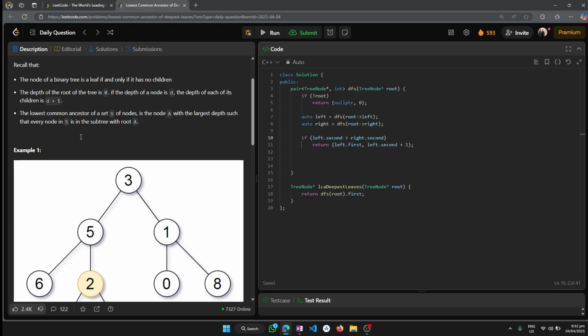All right, I compare both of them. You see, if left dot second is greater than right dot second, what do I need to return? The left node, because ultimately we'll be returning a node along with its depth plus 1. Similarly, if right dot second was greater than left dot second, what I would have done in that case is I would have written right dot first and incremented its depth by 1.